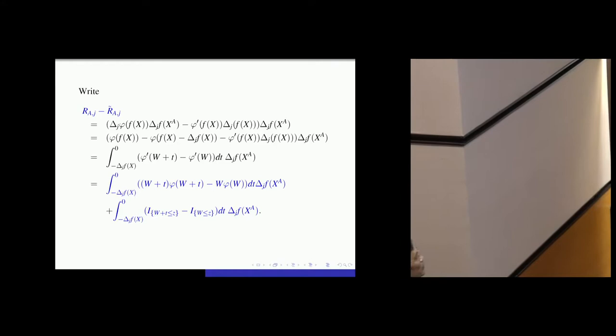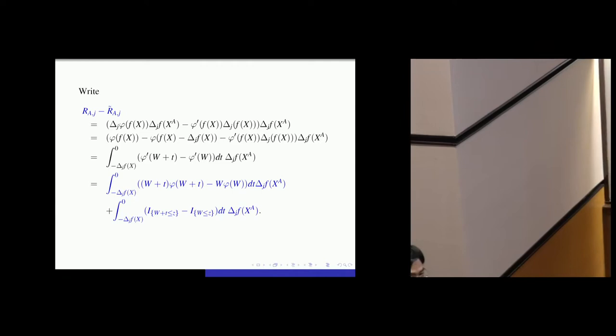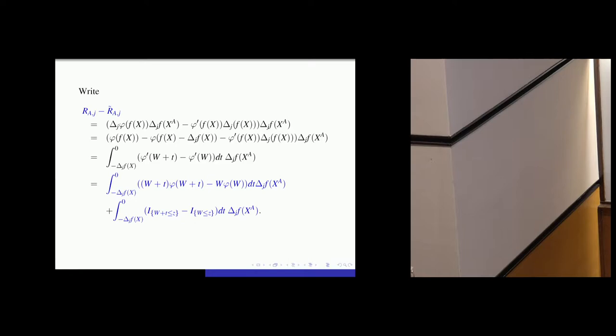So now you see that we get back the definition of f, because phi satisfies Stein's equation, of course with the indicator function. So phi prime of w is equal to w times phi of w plus the indicator function. Okay, so put together, w plus t times phi of w plus t, minus w phi of w, that's the first term. The second term, the indicator function: the indicator of w plus t less than or equal to z minus the indicator of w less than or equal to z, dt. So we kill that term there.